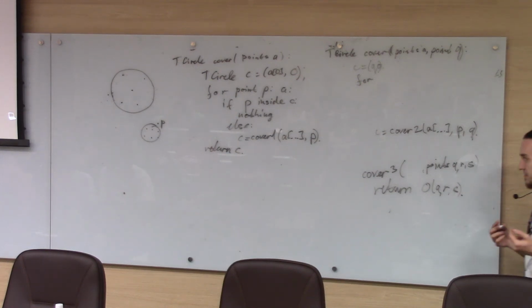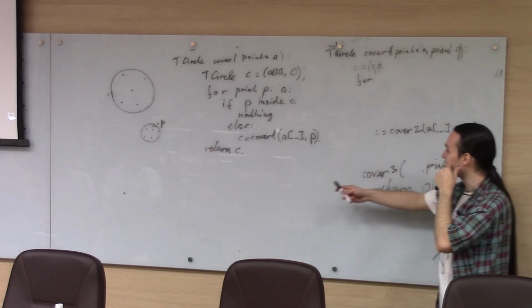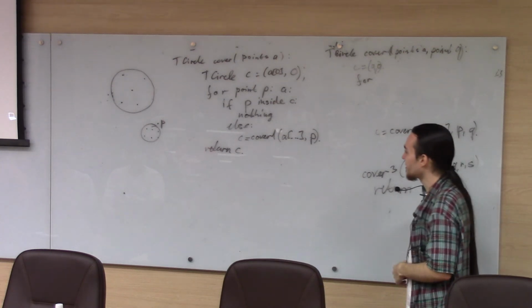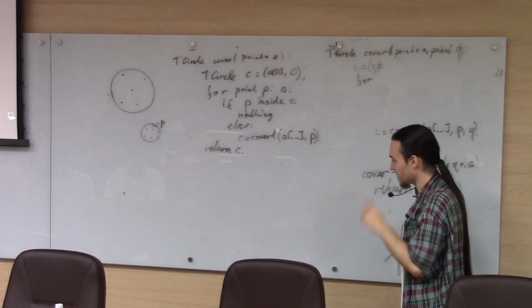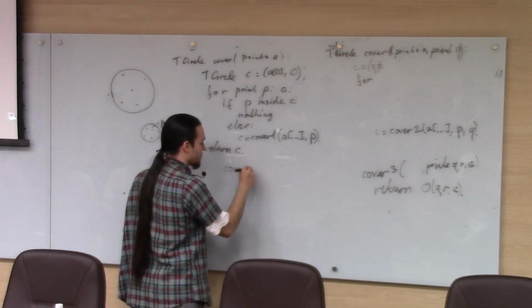So that's the whole algorithm. It's like 3 useless functions and 1 simple function, which is not too much. The one detail that I didn't mention actually corresponds to cover2.